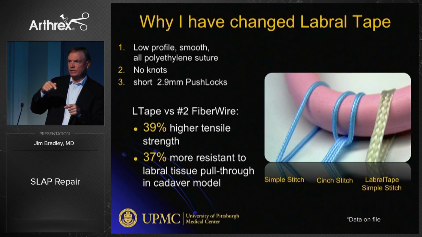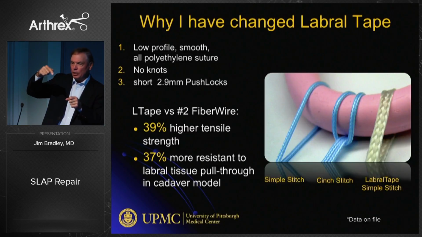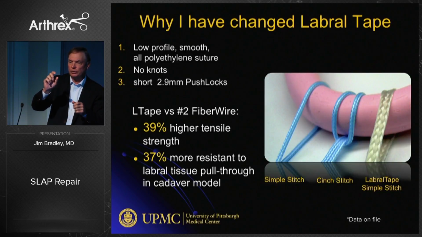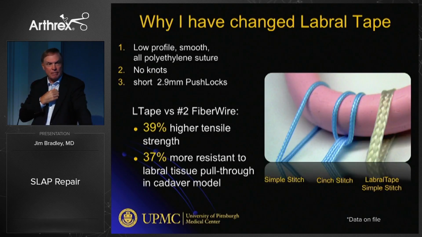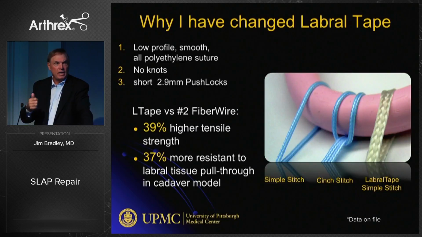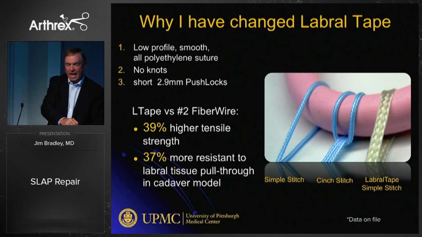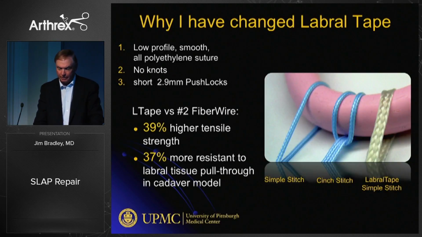What you don't know is labrums or glenoids are different. So if you're off a tiny bit, you can go right out the back of the labrum, or right out the back of the glenoid. So short drills in small holes is a much better way to go. The Labral Tape versus FiberWire is 39% stronger. It has a 37% more pull-out strength, and that's the failure mode. The failure mode isn't the anchor coming out of the bone. The failure mode is the sawing of the suture going through the labrum. So that's 39% better.